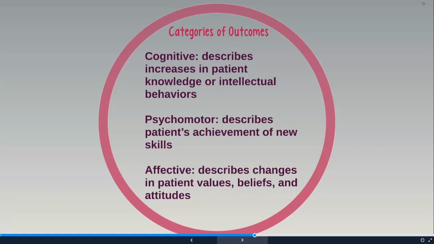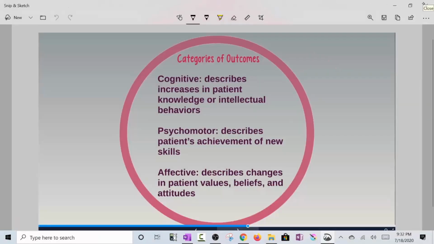So for Miss Tompkins, an example of a new skill would be using a prosthetic. That would be a psychomotor outcome. Applying her prosthetic and using it appropriately would be a new skill for her. Affective describes changes in patient values, beliefs, and attitudes. I want to give you examples of each of these to make it a little more clear for you guys. Sorry, I like to write a lot on the screen.